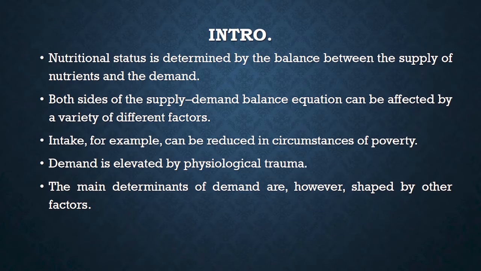So there has to be an equal supply of nutrients towards the demand that comes about as a result of metabolism and physiological factors. So both sides of the supply-demand balance equation can be affected by a variety of different factors. For example, intake can be reduced in circumstances of poverty, okay? We said a good nutritional status means an equal supply of nutrients to meet an equal demand of nutrients, okay? And the supply and demand can be affected by various factors, and one of them is poverty. If you're poor, there's going to be a decrease in the intake of nutrients. Have you understood? And the demand is elevated by physiological trauma.